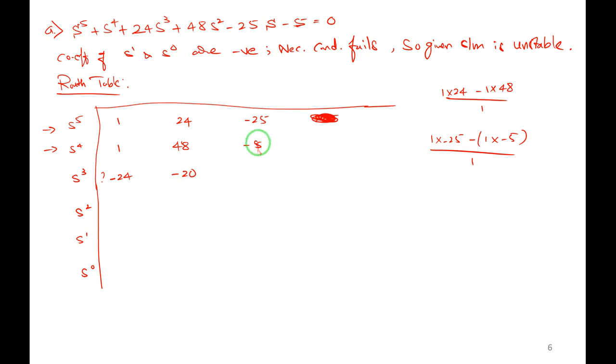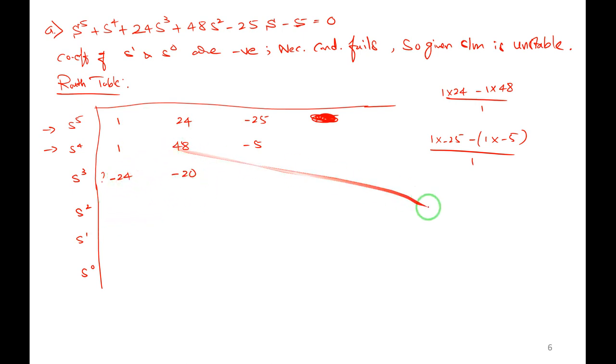Observe here, another rule I will tell you. In the first row there are 3 elements, in the second row there are 3 elements. Next 2 elements will come in the s cube row, and in s square also 2 elements. Next 1 element, 1 element. 3, 3, 2, 2, 1, 1. So don't go for calculation of the extra element. Only 2 elements will be there. If you want to calculate it, 1 into 0 minus 1 into 0 divided by 1, once again you will get 0. Don't do that. So 3, 3, next 2, 2, 1, 1, like this. So you will calculate this element.